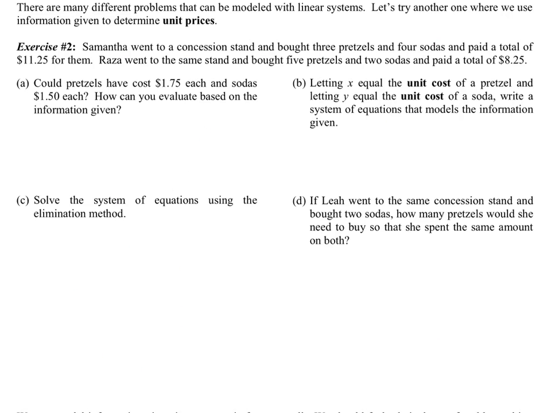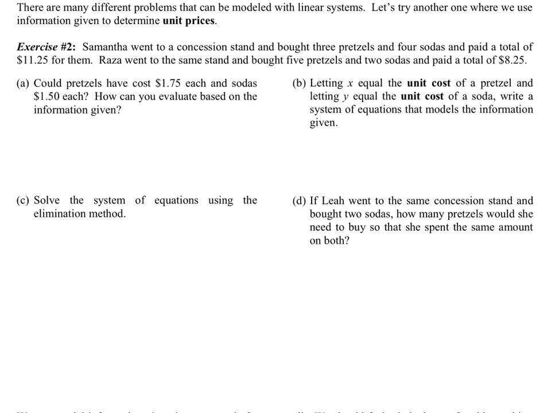There are many different problems that could be modeled with linear systems. Let's try another one where we use information given to determine unit prices. Samantha went to a concession stand and bought 3 pretzels and 4 sodas and paid a total of $11.25 for them. Raza went to the same stand and bought 5 pretzels and 2 sodas and paid a total of $8.25. So could pretzels have cost $1.75 each and sodas $1.50 each?